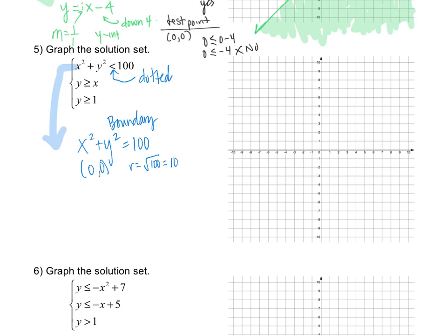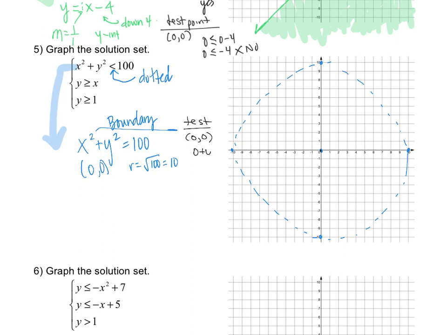So I'm going to sketch that really quick. From 0, 0, I go up 10, right 10, down 10, left 10, and that's a dotted boundary. So it should be a circle, as good as you can get here. All right, there's my kind of lopsided circle. And then if I think about the shading again, let's do a test point. If I test 0, 0, that would be in the middle of the circle.